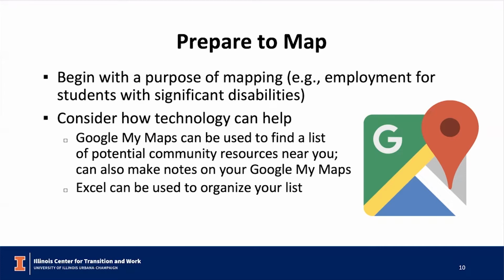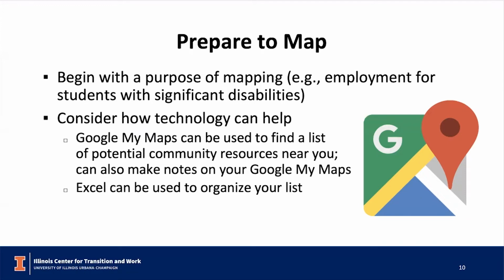Now that you have your purpose decided, make sure to take a moment and consider how technology can help. There are different resources that are out there that are available for use. For example, Google My Maps can be used to find a list of potential community resources near you. Google My Maps is free. You just need a Google account. But what's nice is you put in the name of a town or a zip code or an address, and you can see all of the businesses and all of the supports that are available within that area. And so it's a nice way to have a list to start from, as opposed to maybe needing to go door to door to identify all of the businesses or supports available within your community.